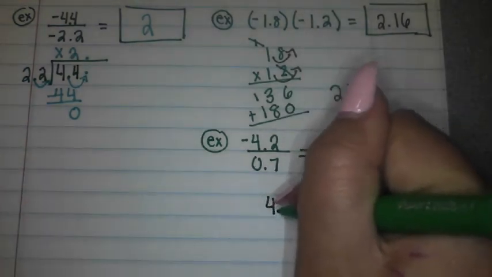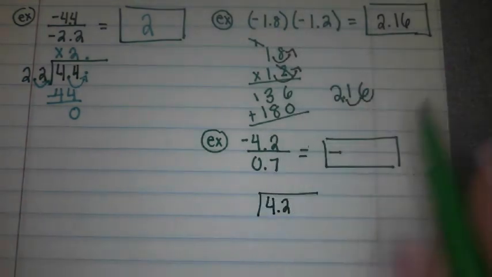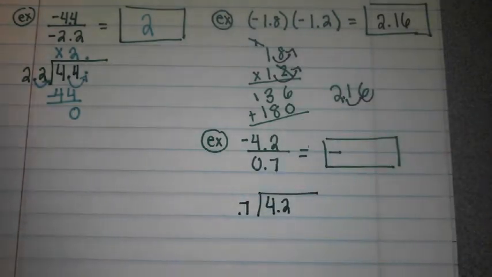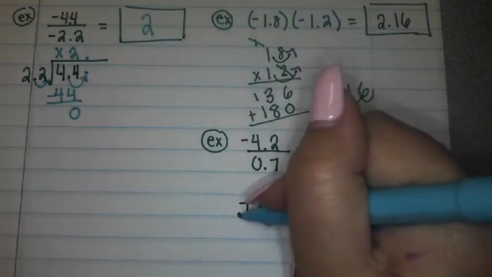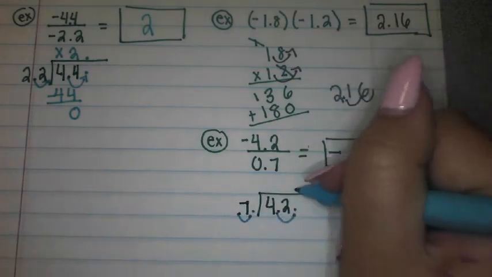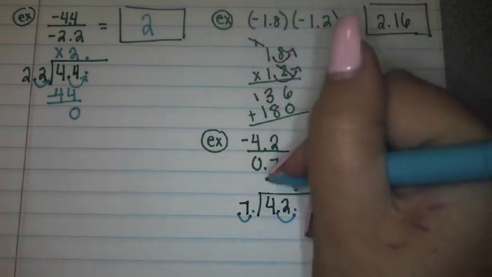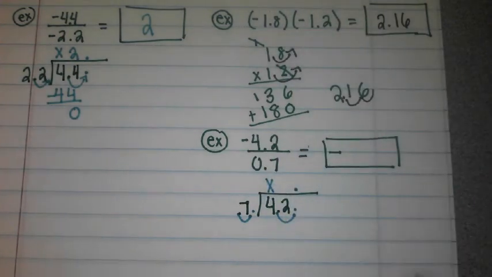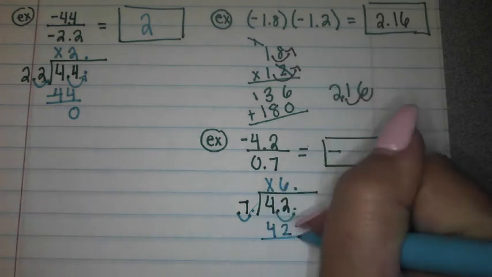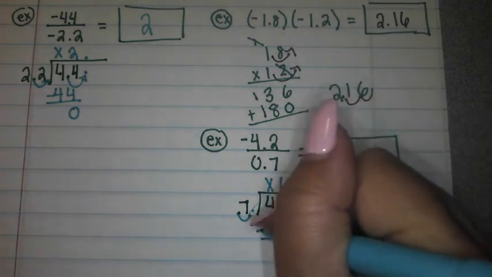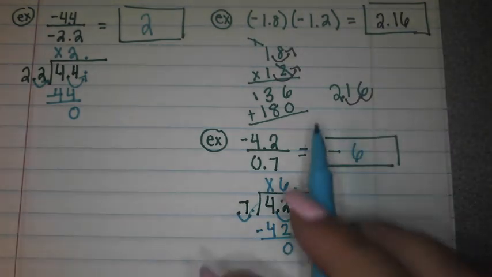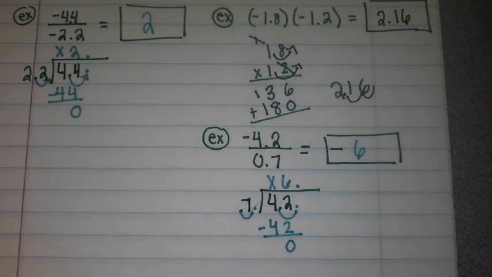I'm going to take that 4.2. It goes in the house because it's the cowboy. And then I'm going to take that 0.7. We need to move our decimal over once to make it a whole number and move it once again. Bring it to the roof. 7 can't go into 4, but 7 can go into 42 6 times. 7 times 6 is 42. Gives me 0. My answer is negative 6. And I remembered the negative because I wrote it there initially.